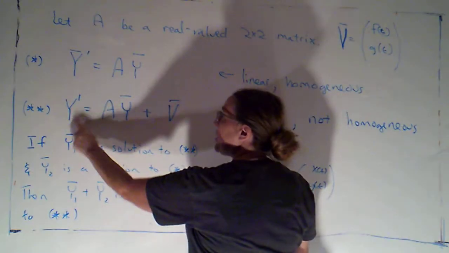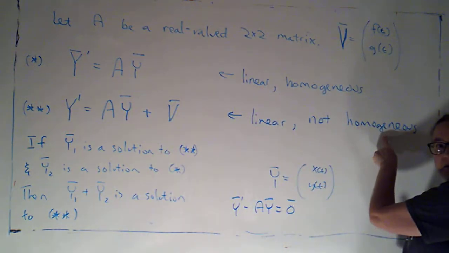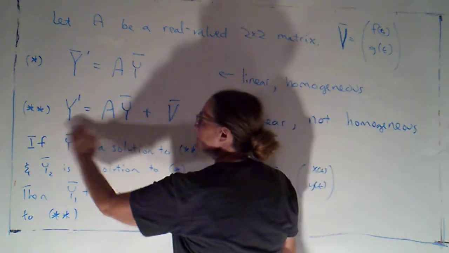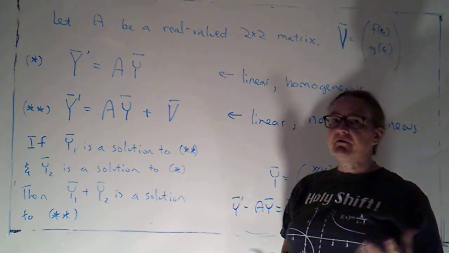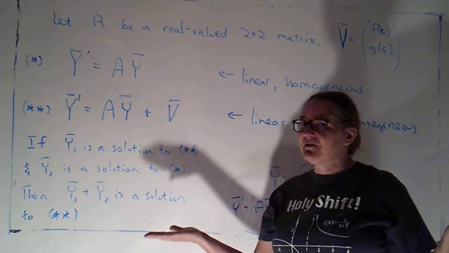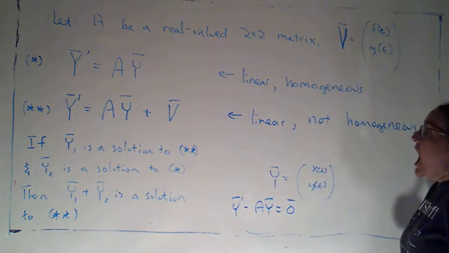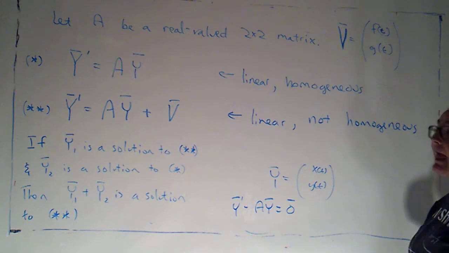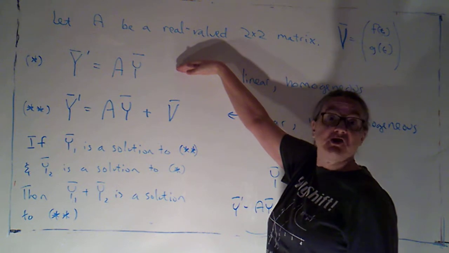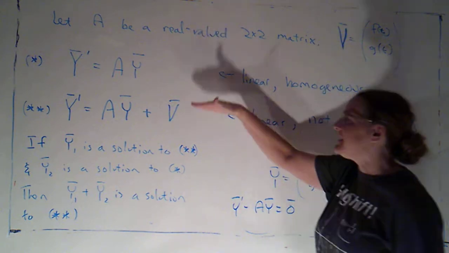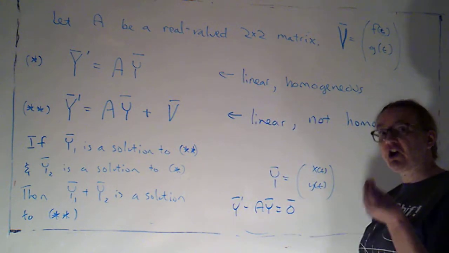Now, if I have y prime equals A y plus v, that's now linear but not homogeneous. If you change these from being vectors to real-valued functions, this would just be a non-homogeneous linear differential equation with a constant coefficient. Okay, so I want to take a look at that. And so basically, this would be the associated homogeneous equation that's associated with this. This sort of system might arise if I had a forced harmonic oscillator.